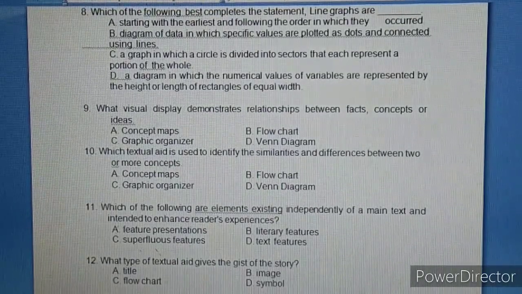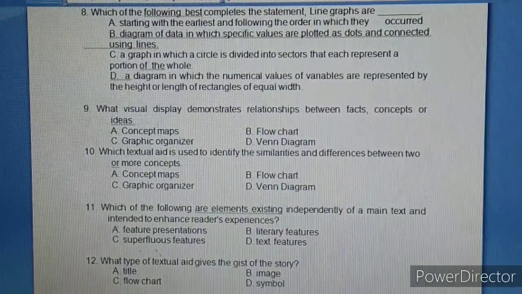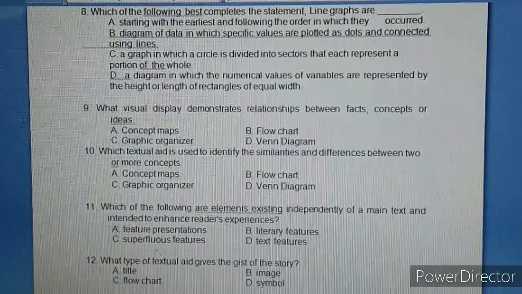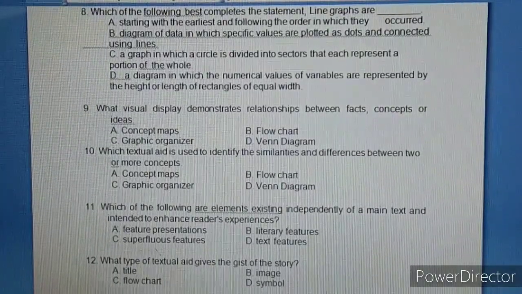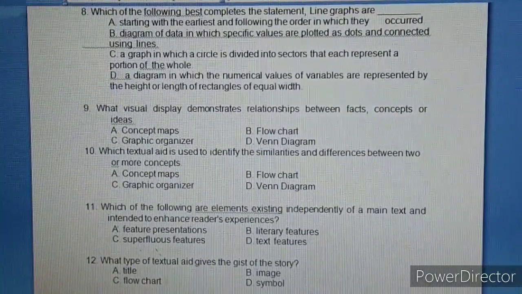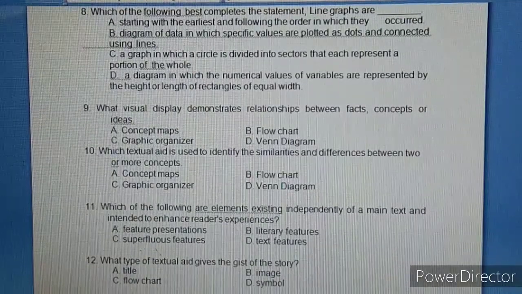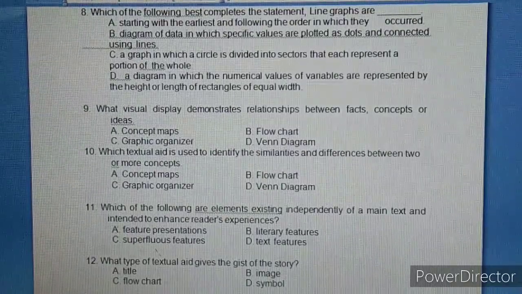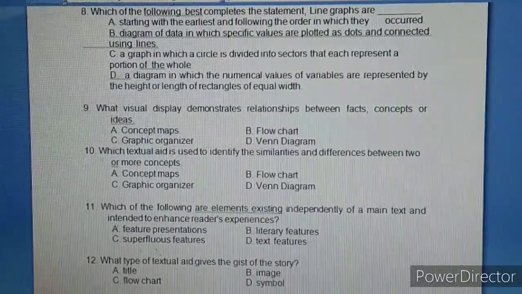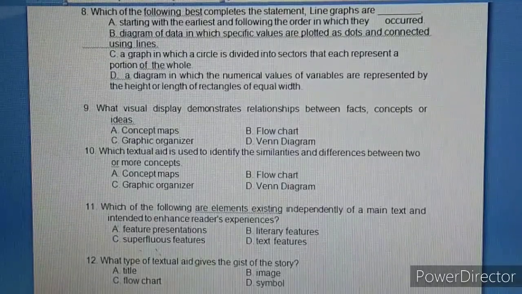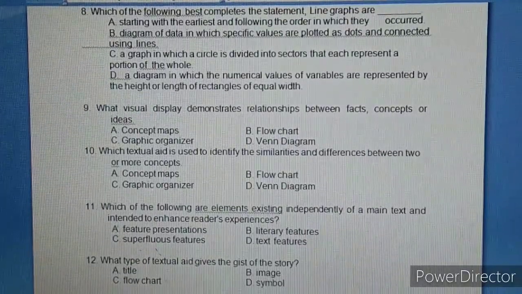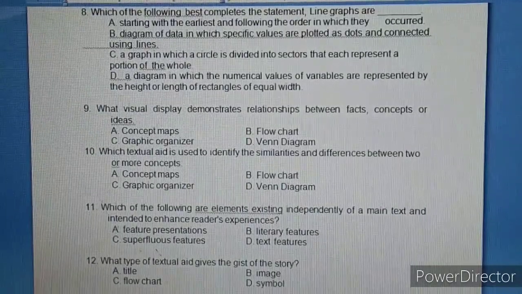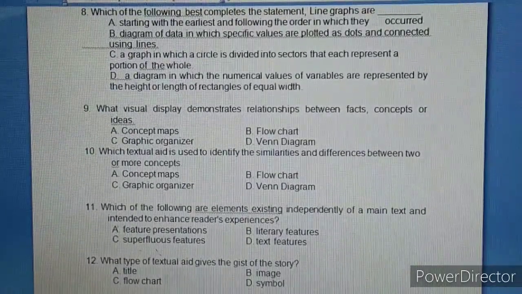We have number 11. Which of the following are elements existing independently of a main text and intended to enhance readers' experiences? A. Feature presentations, B. Literary features, C. Superfluous features, or D. Text features? What do you think is the correct answer for number 11? The correct answer for number 11 is letter D. Text features. Now let's move on to number 12.